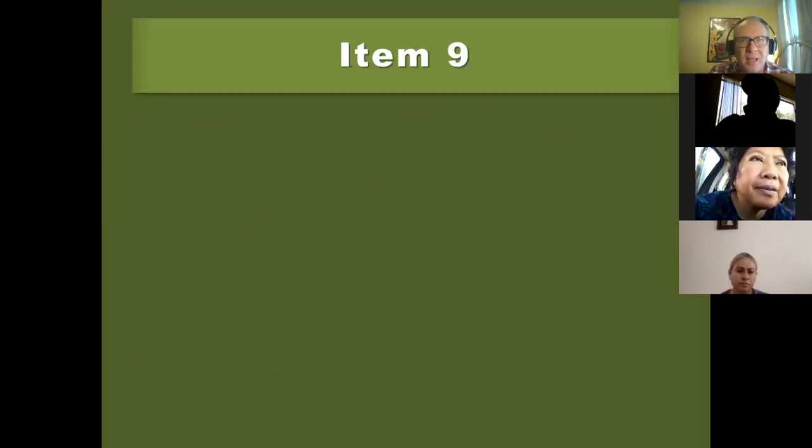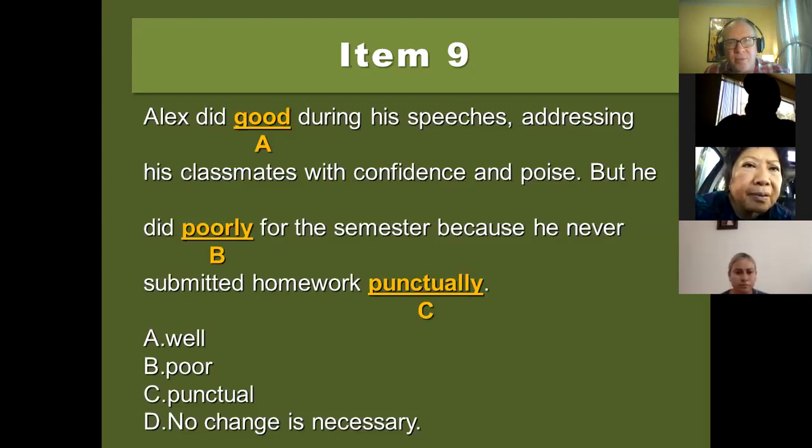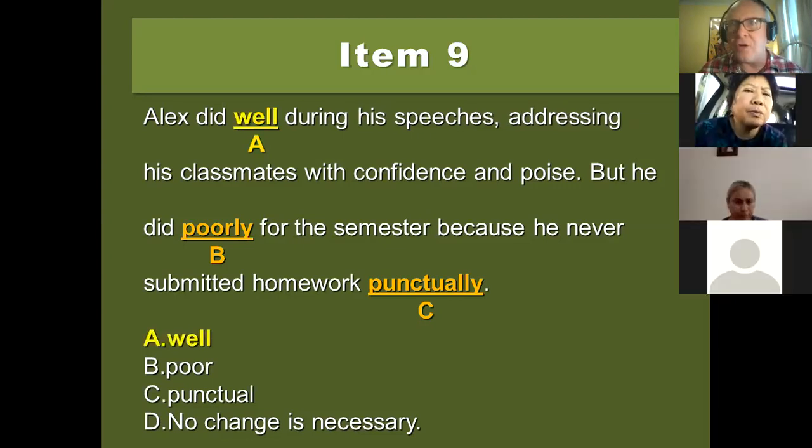Number 9. Alex did good during his speeches, addressing his classmates with confidence and poise, but he did poorly for the semester because he never submitted his homework punctually. All right. Three adverbs. Are they all good, or do we need to change one? Good. We need to change good to well. Remember, good is an adjective. Well is an adverb. I got a good score because I did well on my test.